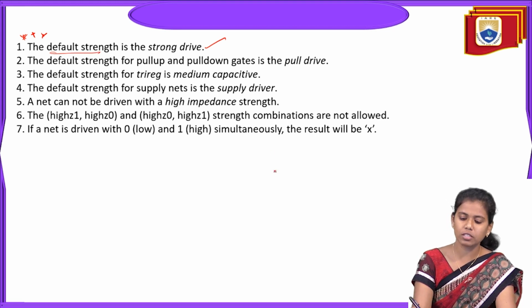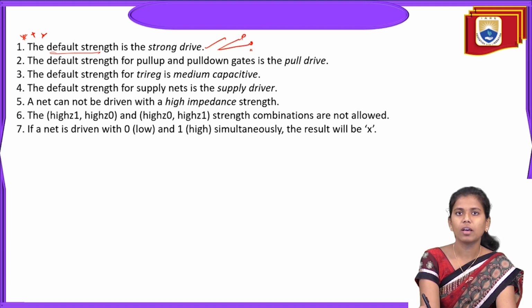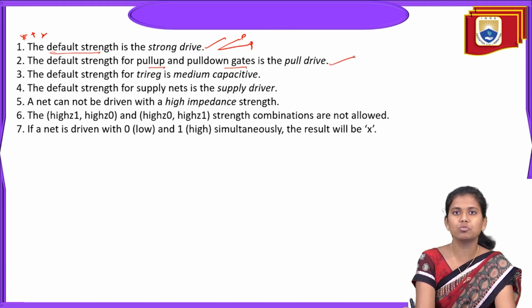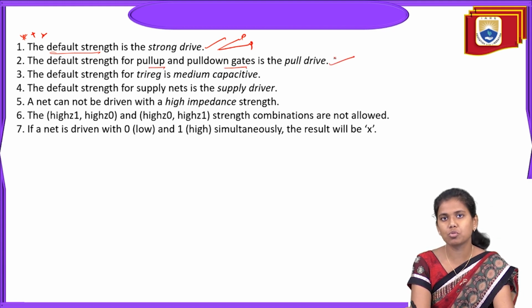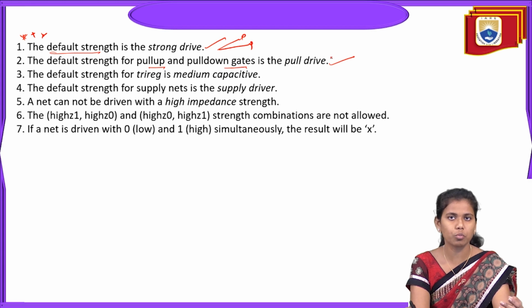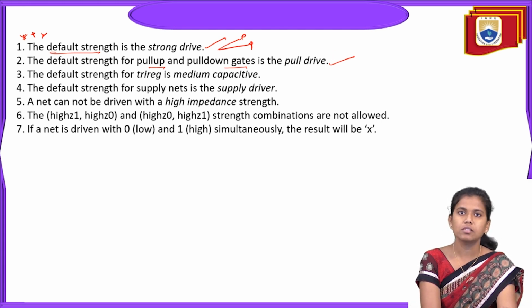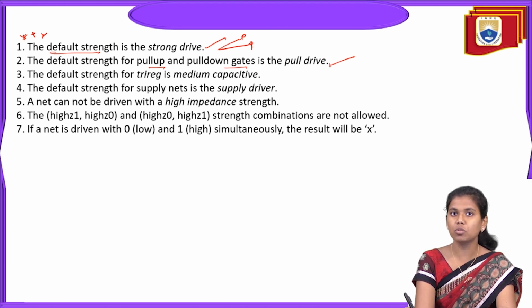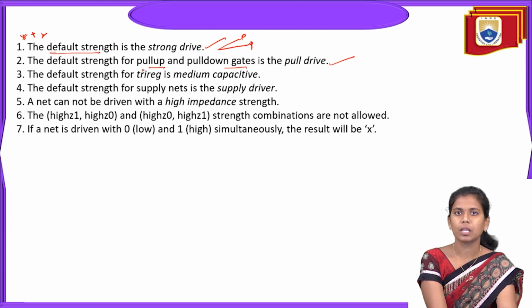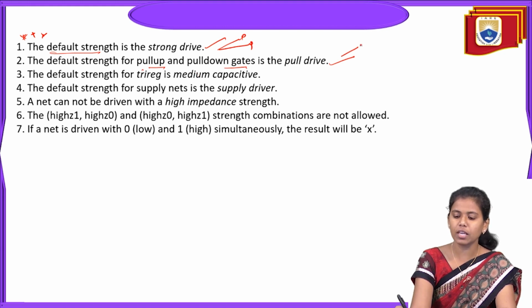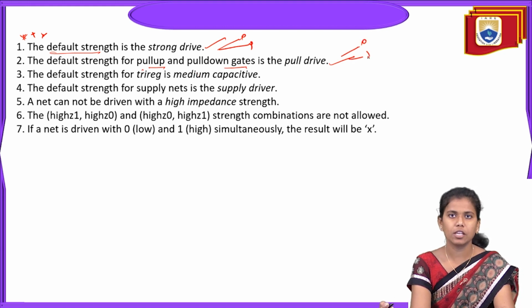So again in the strong drive, we say strong 0 and strong 1. And then the default strength for pull-up and pull-down gate is pull drive. So with respect to the strong drive, we say strong 0 and strong 1, and that is a default strength. And for pull drive strength, pull drive is nothing but the pull-up and pull-down. So here you see again 1 and 0.